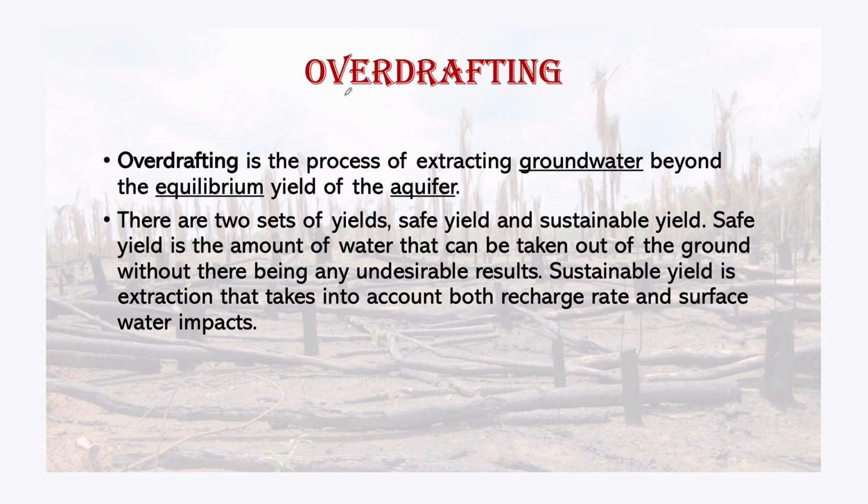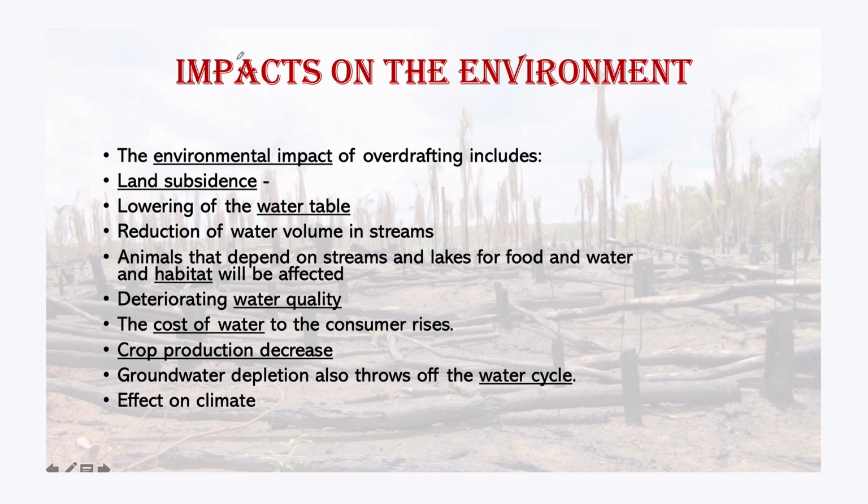So now comes overdrafting. Overdrafting is a process of extracting groundwater beyond the equilibrium yield of the aquifer. There are two sets of yields: safe yield and sustainable yield. However, it has impacts on the environment. The environmental impact of overdrafting includes land subsidence. Land subsidence is the collapse of land from lack of support.